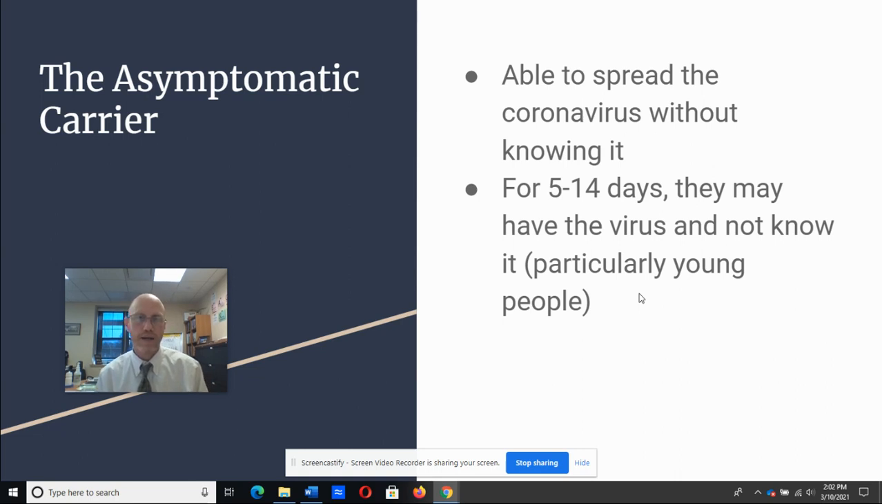The asymptomatic carrier, the person who has the coronavirus without knowing it, is the person that we really want to be able to catch early. If they're walking around, they could have the disease or the virus for 5 to 14 days without knowing it and possibly infect a lot of different people, again, without anybody being aware of that. So this is the person we want to catch sooner rather than later.